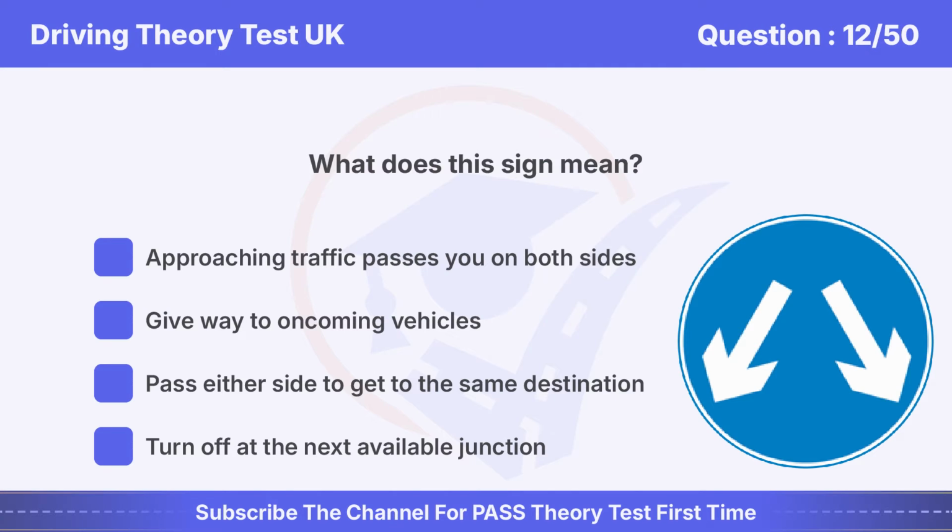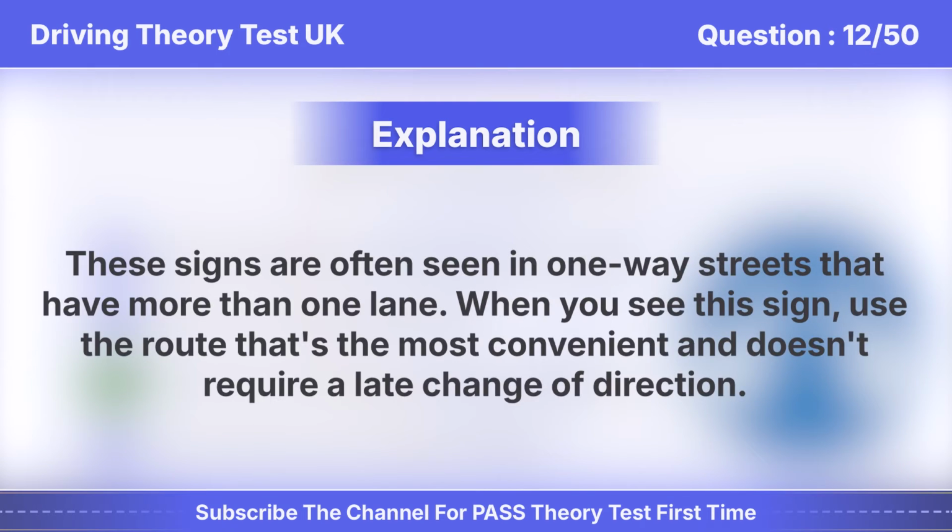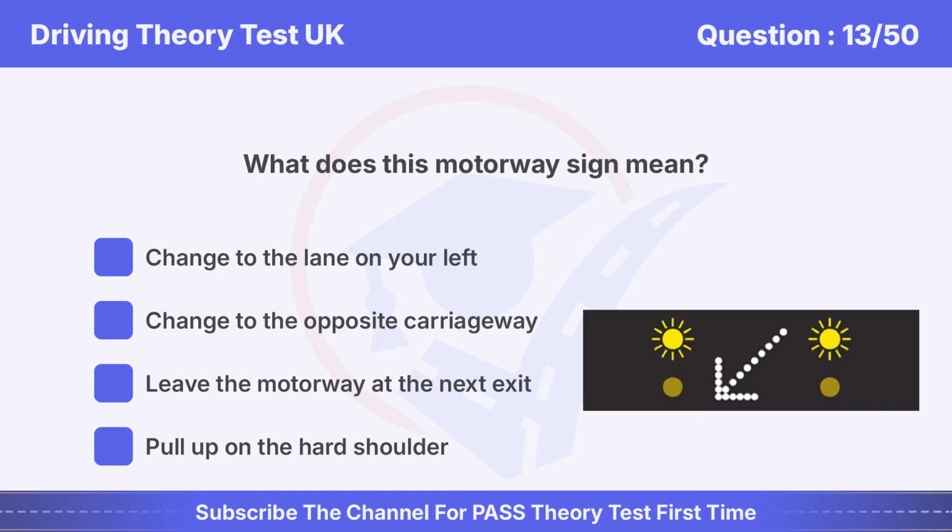Question 12. What does this sign mean? Answer is C. Pass either side to get to the same destination. These signs are often seen in one-way streets that have more than one lane. When you see this sign, use the route that's the most convenient and doesn't require a late change of direction. Question 13. What does this motorway sign mean?